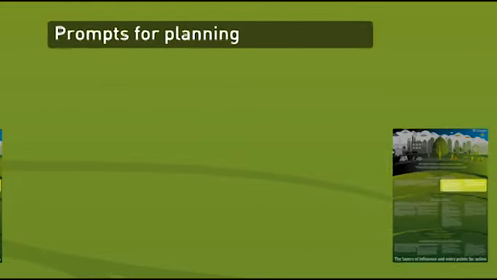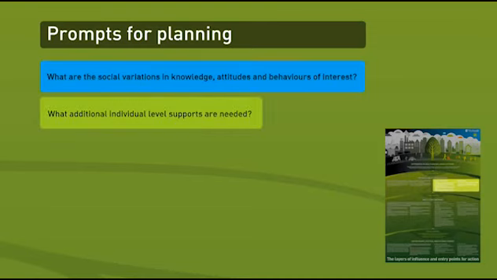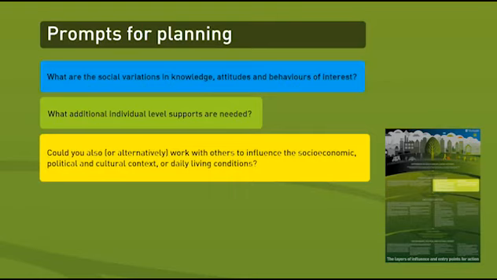Some prompts for planning are: What are the social variations in knowledge, attitudes and behaviours of interest? What additional individual level supports are needed? Could you also, or alternatively, work with others to influence the socioeconomic, political and cultural context or daily living conditions?